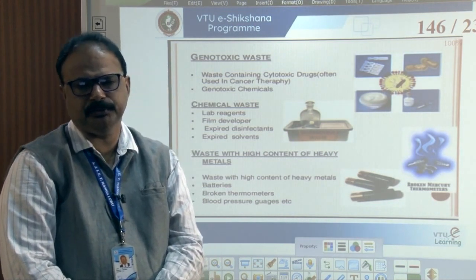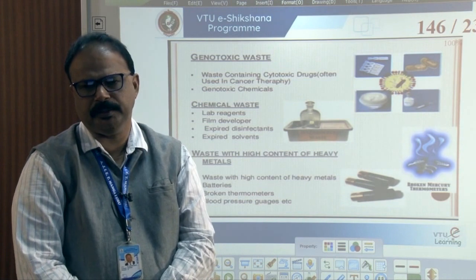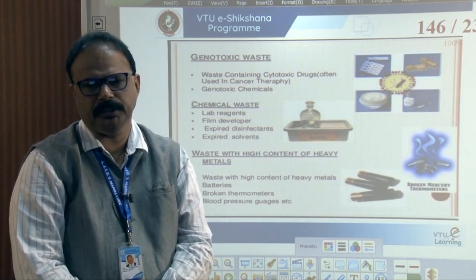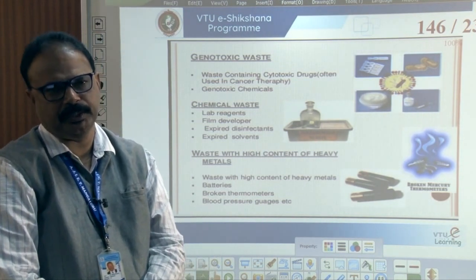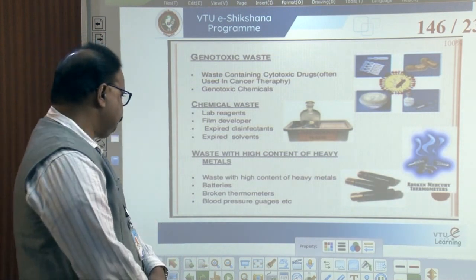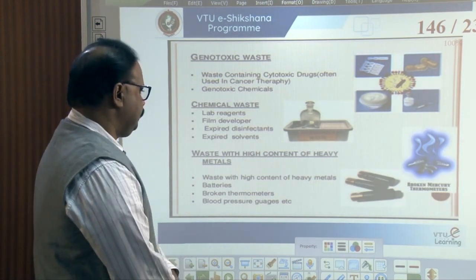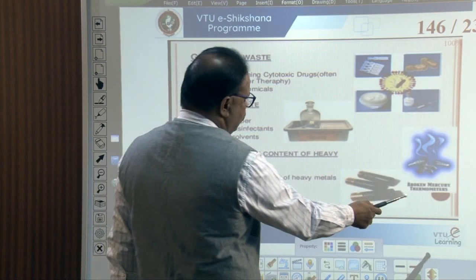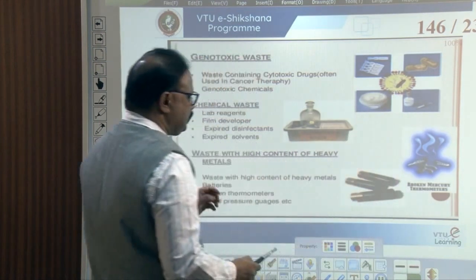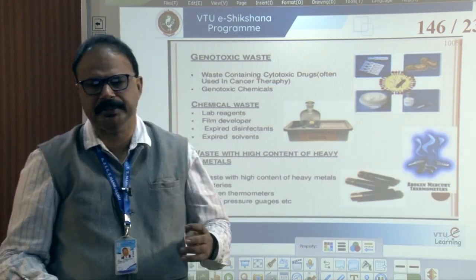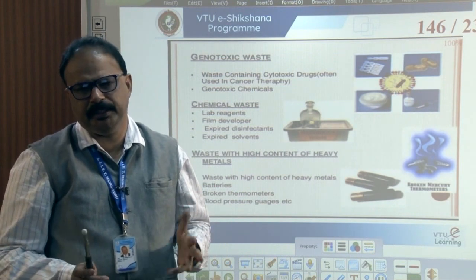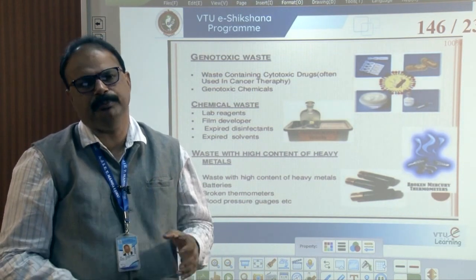Chlorine is mainly used for the removal of infection. This is the process of chemical waste disinfection. You can see a broken mercury thermometer and some of the liquid waste. Liquid biomedical waste can be removed this way.